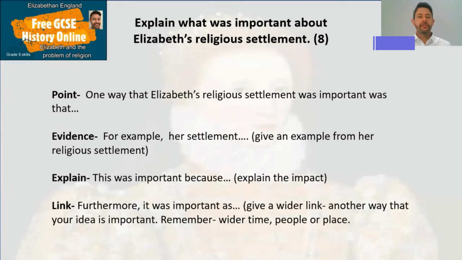So here is a writing frame. So we might have a point: one way that Elizabeth's religious settlement was important was that, and we give an idea. Maybe give some evidence, for example, an example from her settlement, and explain this was important because, and then link that, the link I was talking about. Furthermore, it was important as, and then go to wider ideas. Remember, wider people, place and time will give you some of the ideas you need.